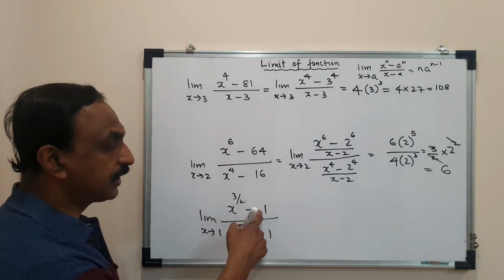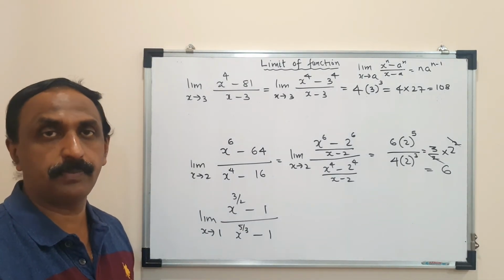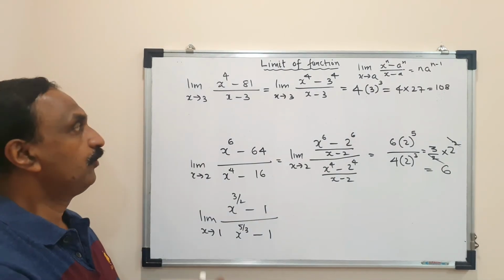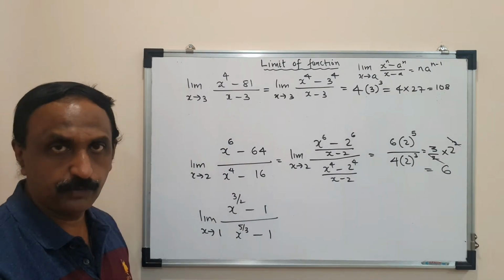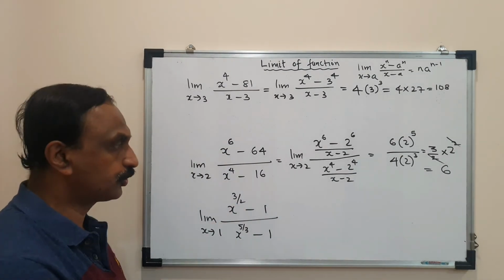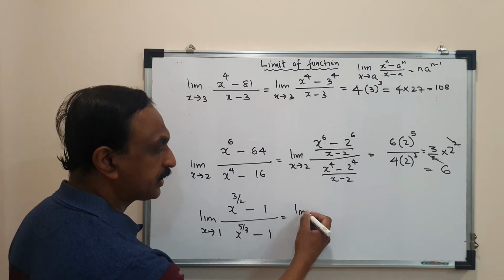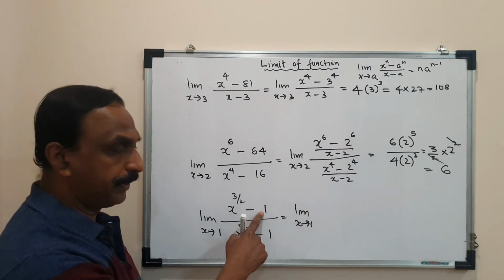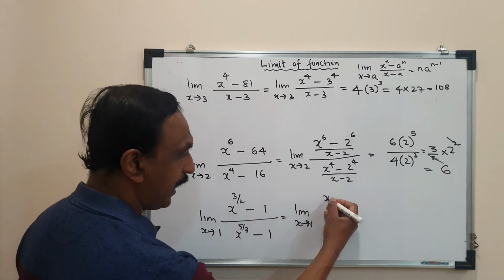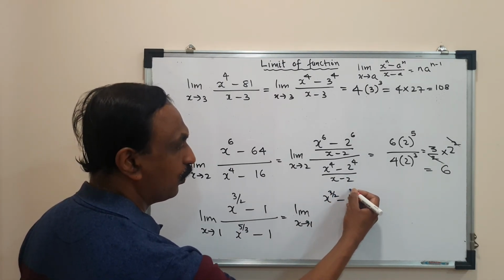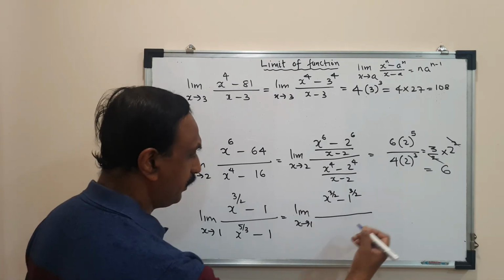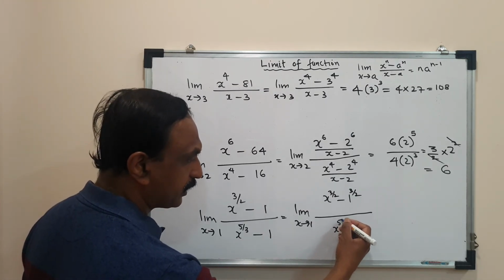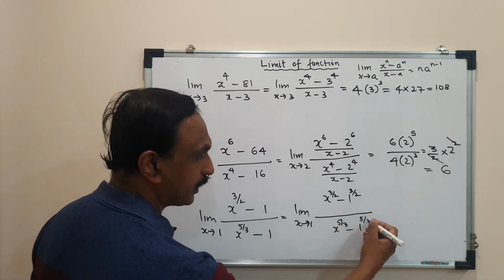Can we apply this formula for rational numbers? Yes, we can also apply this for rational numbers too. We can apply it for natural numbers, you can apply it for integers, you can apply it for rational numbers too. So here x is tending to 1. So 1 raised to any number is no problem to you. So x raised to 3 by 2 minus 1 raised to 3 by 2 divided by x raised to 5 by 3 minus 1 raised to 5 by 3.